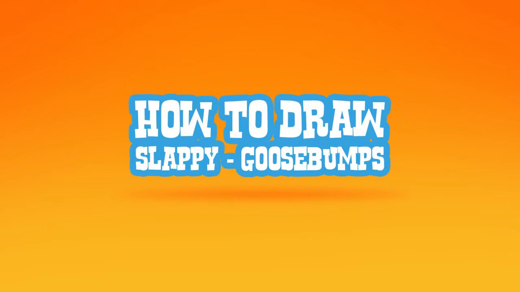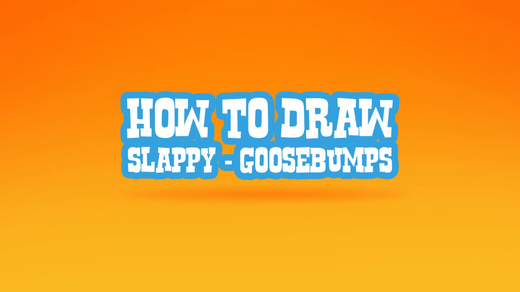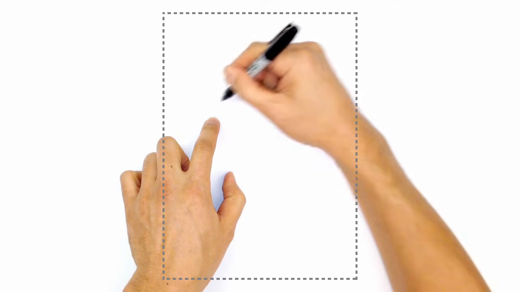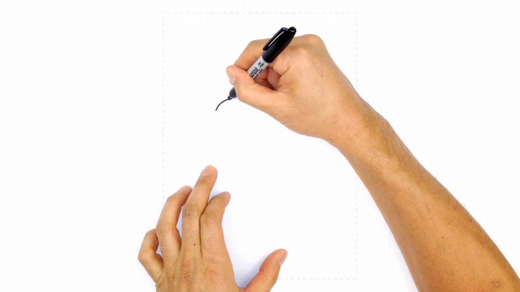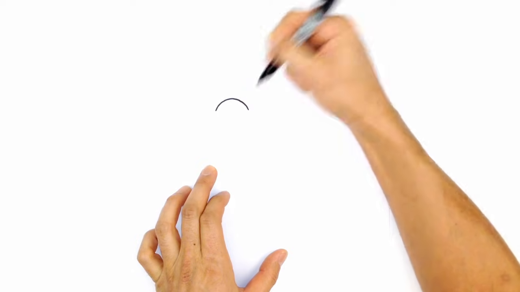Hey there, today I'm going to show you how to draw Slappy from Goosebumps. So I'm going to start with the eye on the left, starting with the outside of the eye. I'm going to curve out and over to the right side. So starting on the left, we'll curve up and then come down on the inside of the eye.